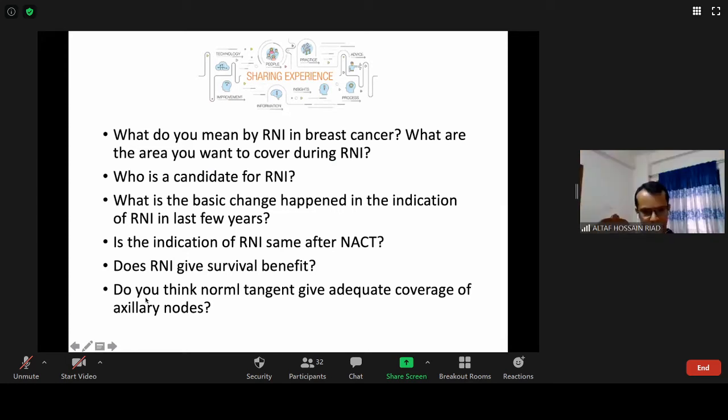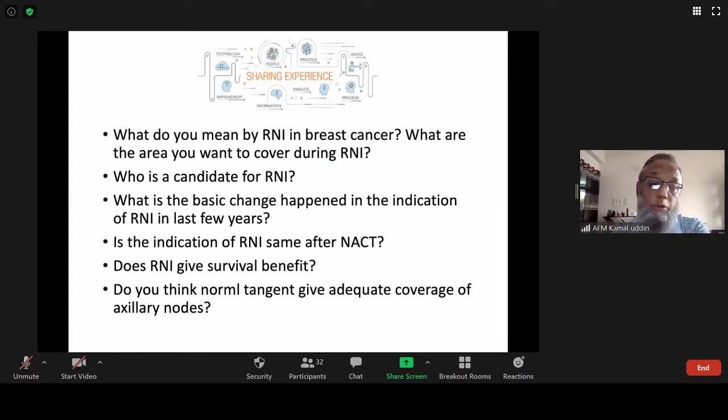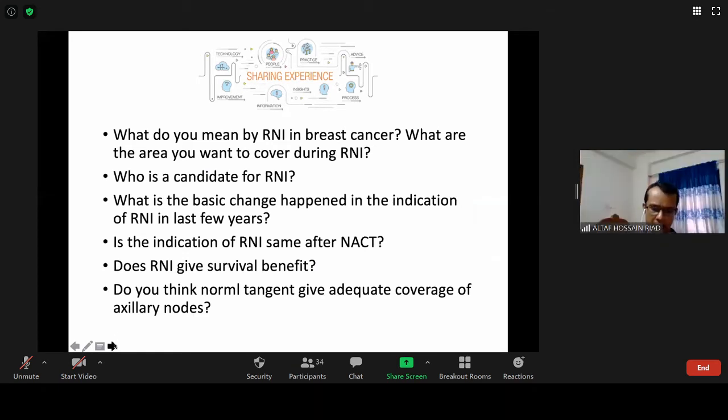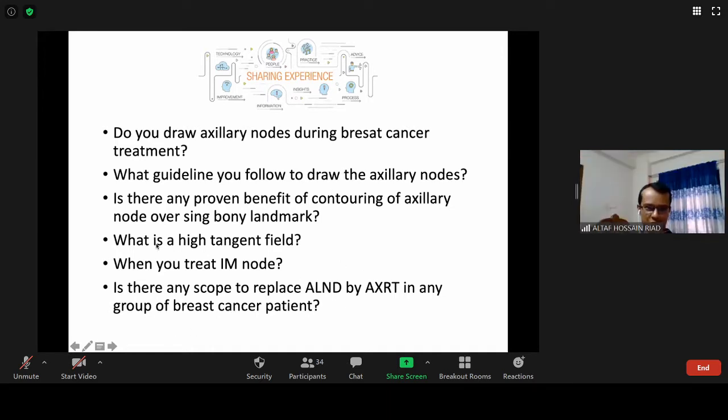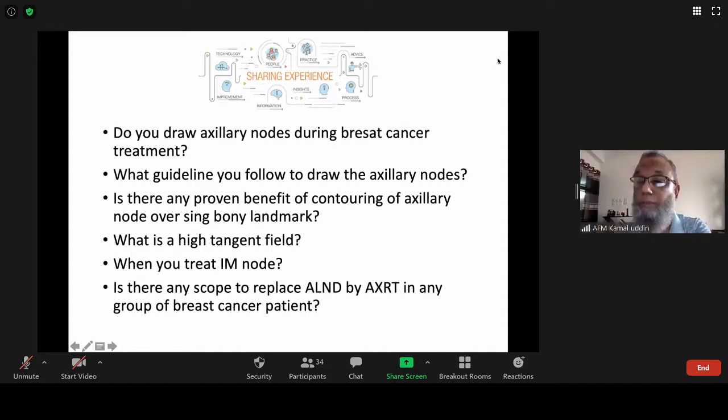Yes, sir. Okay. So do you think that the normal tangent field that we use, medial and lateral tangent, does it cover axillary nodes adequately? Level 1 and level 2 adequately covered. Very good. Level 1 and level 2 adequately covered. Fine. So do you draw axillary nodes during breast cancer treatment? Yes, sir, a few. Okay, you do. I mean, in limited cases even. Okay, I know. Very limited.